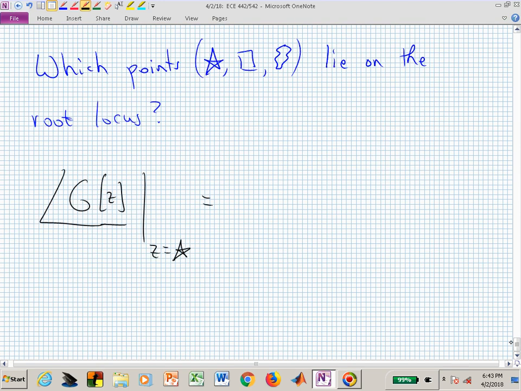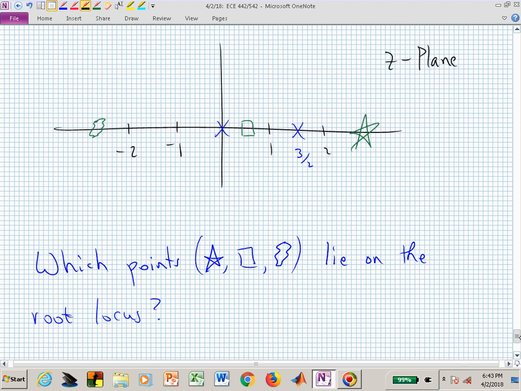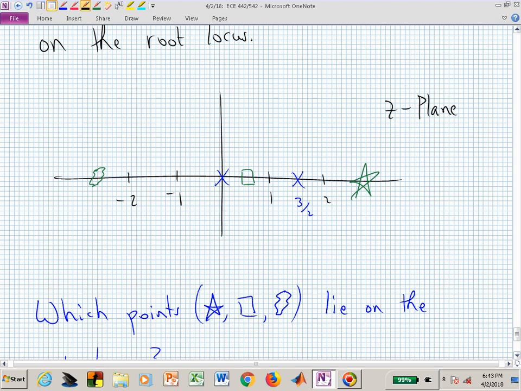I didn't have any zeros, so they didn't even exist. There were no angles associated with the zeros, but the poles are in the denominator, and they contribute negatively, or I subtract those. And what was the angle due to the pole at 3/2? 0. If I'm now standing at the pole at the origin, and I look to the star, what's the angle? If I look from the origin to the star, what's the angle that I form? 0.